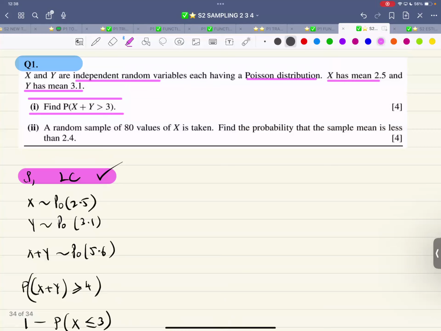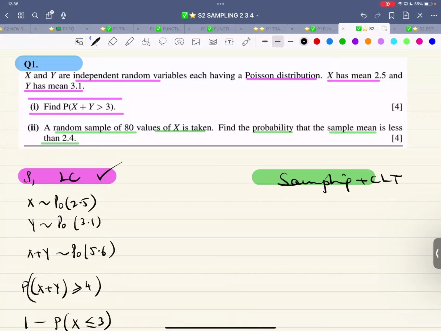What about the second part? Let's see. A random sample of 80 values of x is taken. Find the probability sample mean is lesser than 2.4. What is this about? Sampling. The second part is about sampling. So this is sampling and of course CLT. CLT is sampling. CLT cannot be anything else.